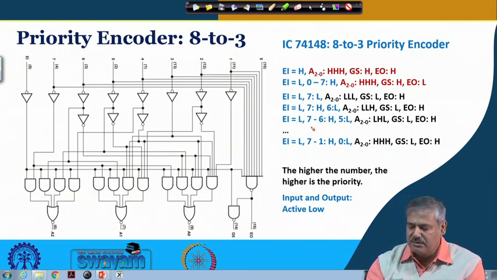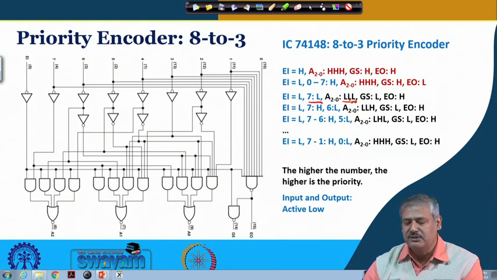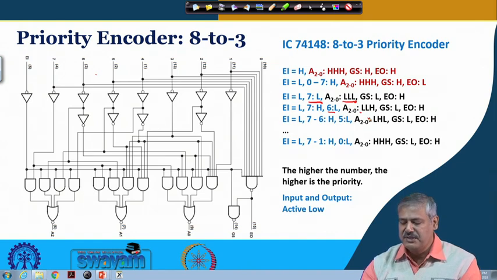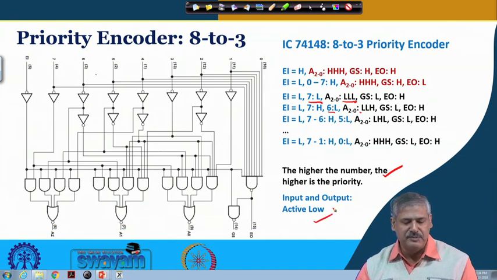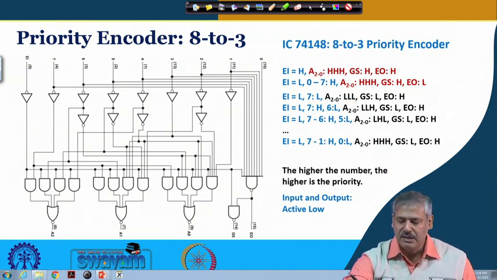So, if 7 is low, the output is LLL, low low low, 0 0 0. If 6 is low, then the output will be low low high, because it is active low. So, this is considered as active. Okay. So, this is the way it will go on, and here also the higher the number, the higher the priority, and the input and output we have seen to be active low.